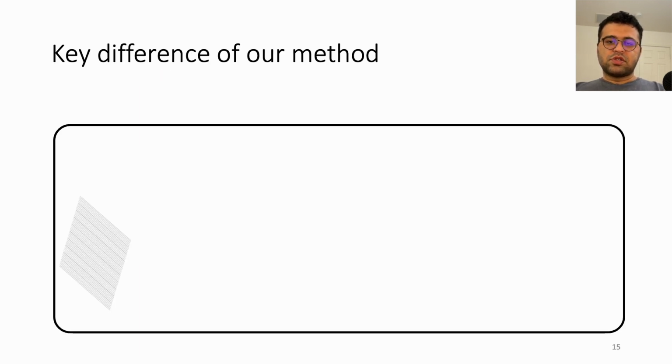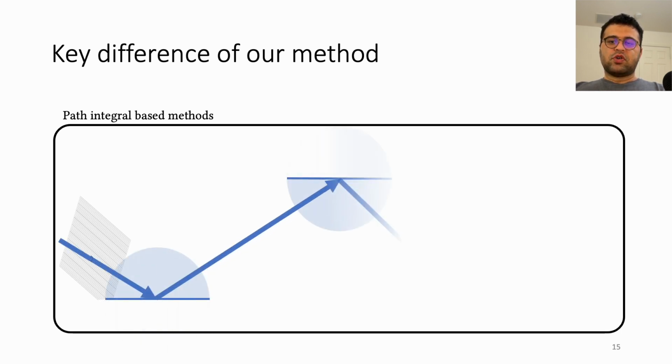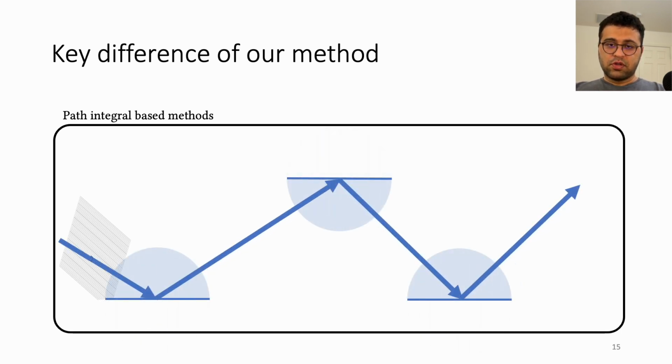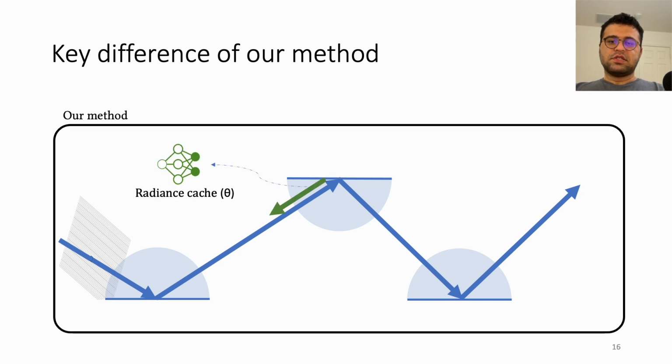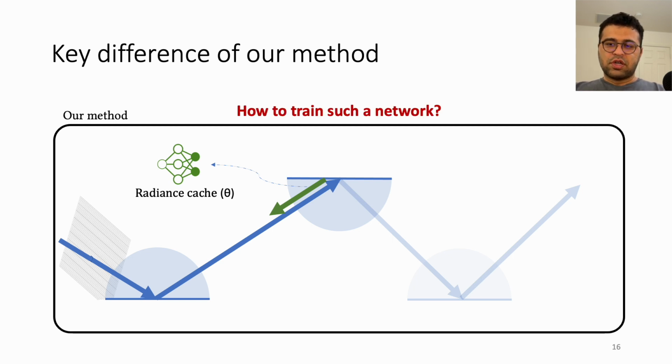Okay, the question is, what is the key difference of our method compared to path integral based methods? As we discussed earlier, in order to form an image that accounts for global illumination, the path integral based methods bounce a ray multiple times in the scene. Instead, our method uses a radiance cache to replace part of this path. Since this radiance cache provides the incident light at the first intersection, it removes the need to build the rest of the path. Given such a radiance network, the question is how to train it.